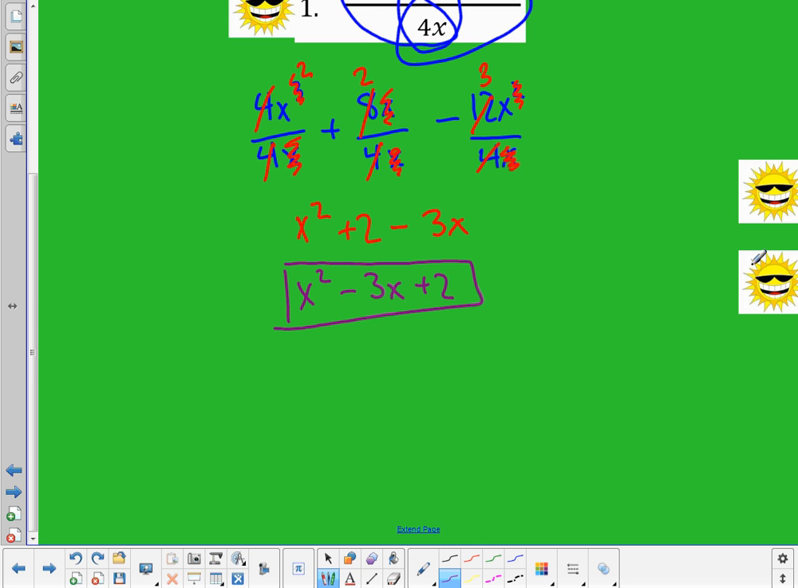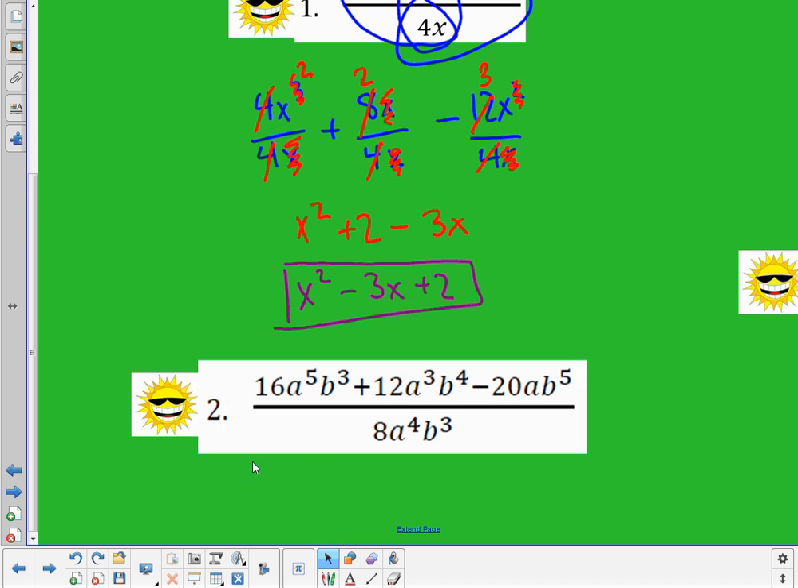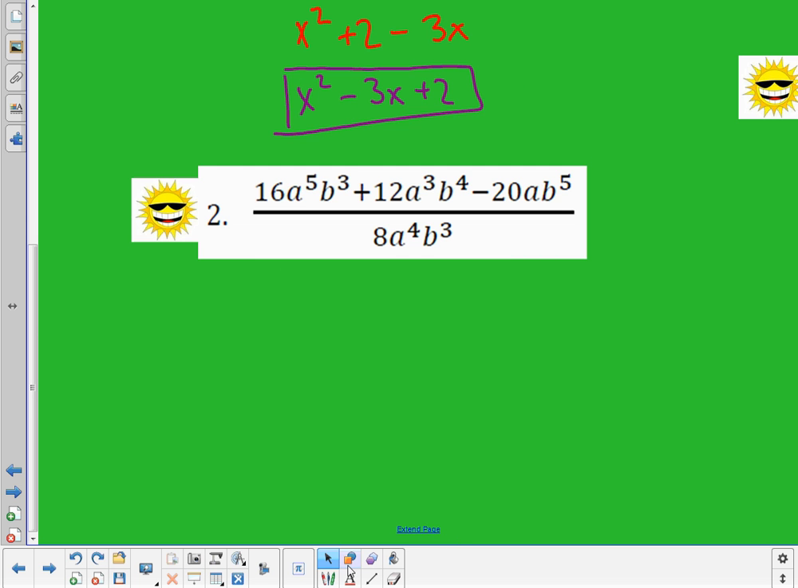Let's take a look at number 2. In number 2, I have 16a to the 5th b to the 3rd plus 12a to the 3rd b to the 4th minus 28a b to the 5th all over a to the 4th b to the 3rd. So again, I need to split those. Each one is being divided by the bottom.